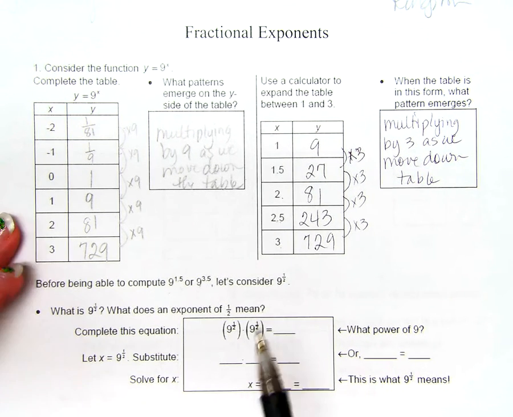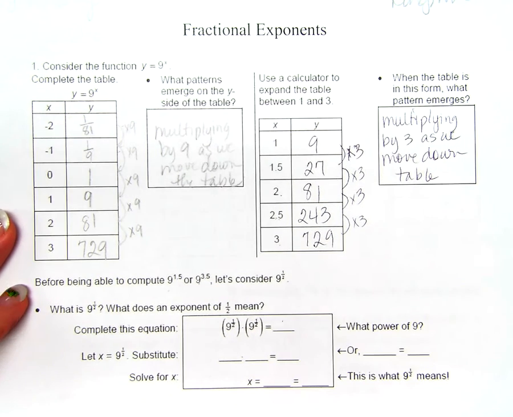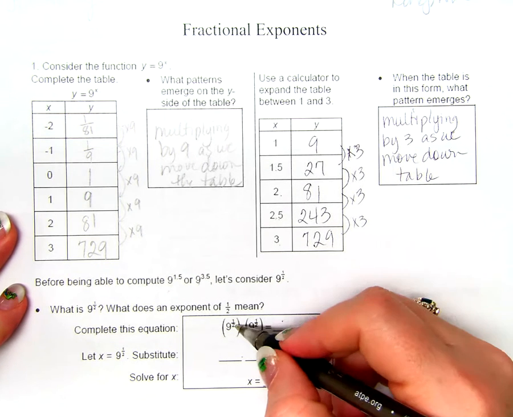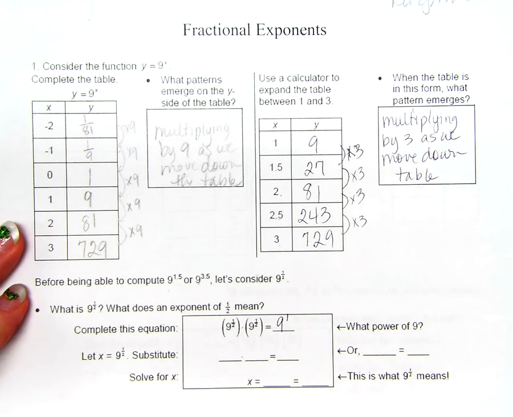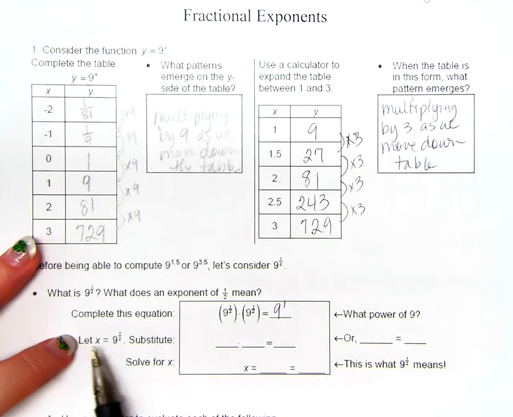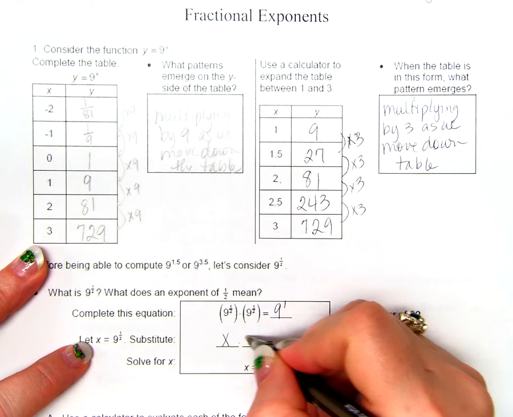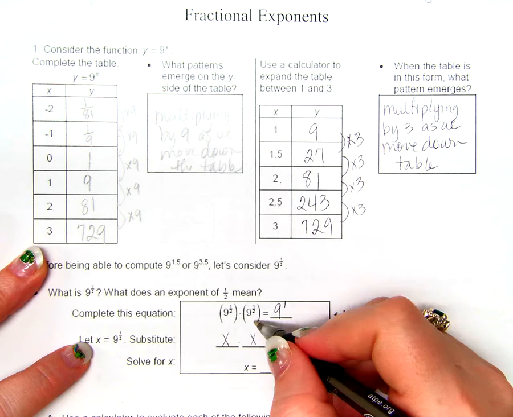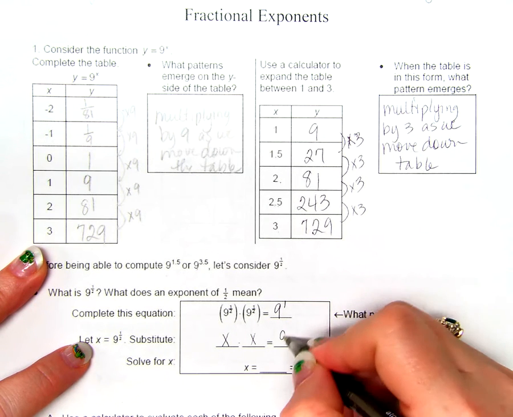Complete this equation. 9 to the 1/2 times 9 to the 1/2 equals what? When we're multiplying like bases, what do we do with the exponents? What's a half plus a half? So 9 to the 1. Does that make sense? Okay. So let's make 9 to the 1/2 equal x. So if I say x times x, because both of those were 9 to the 1/2, right? So I'm replacing that with x, equals 9.